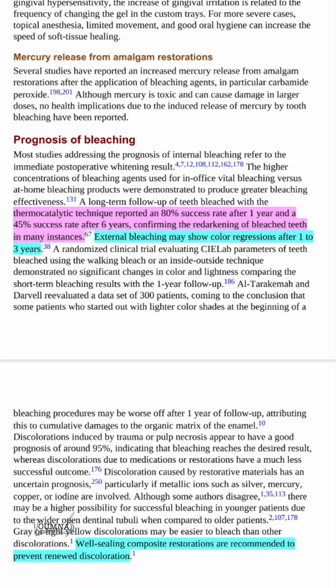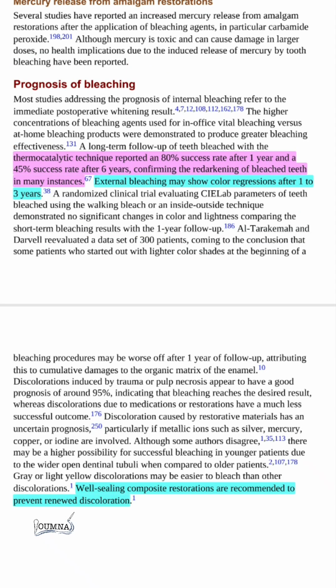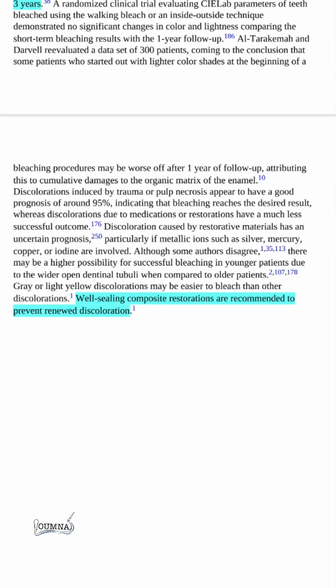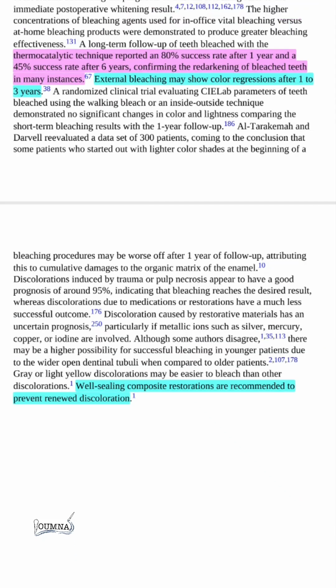Finally, let's discuss the prognosis of the bleach. They have seen that 80% of bleaching results were successfully maintained after 1 year, but after 6 years, this percentage decreased to 45%. So, external bleaching may show color regression after 1 to 3 years. As a final note, well-sealing composite restorations are recommended to prevent renewed discoloration.